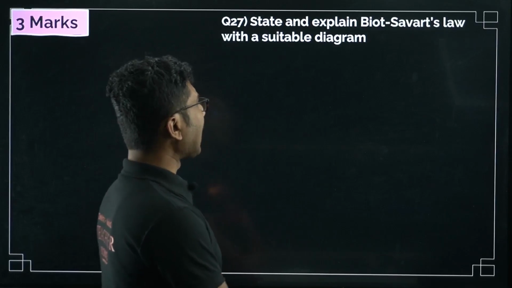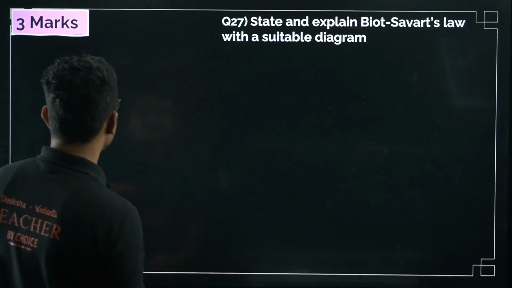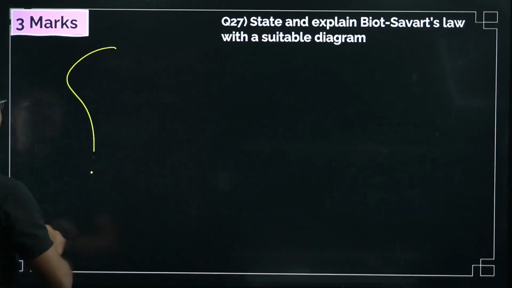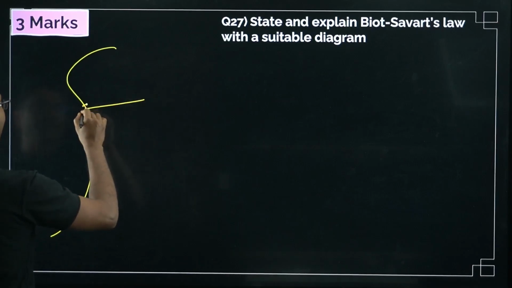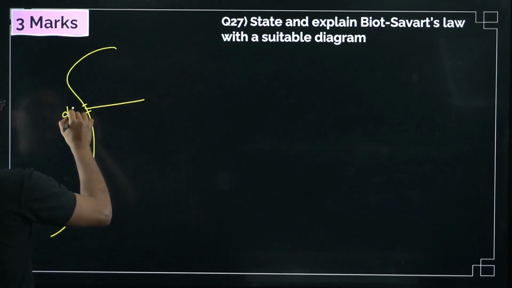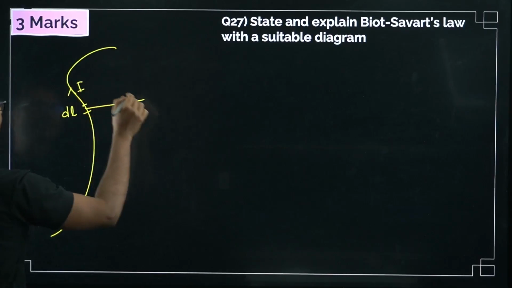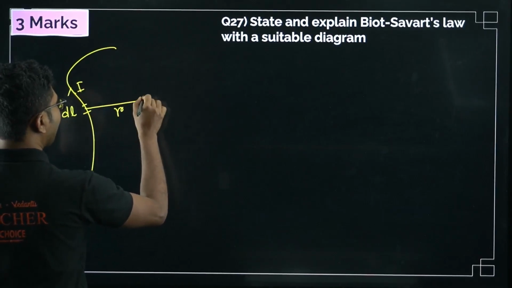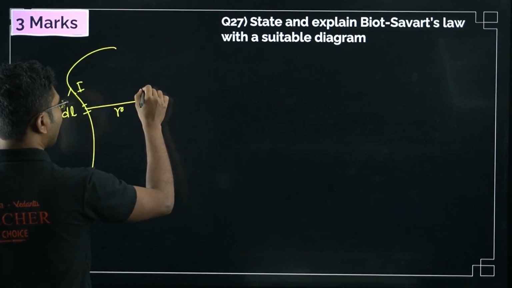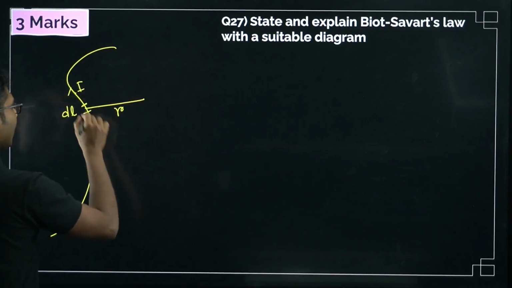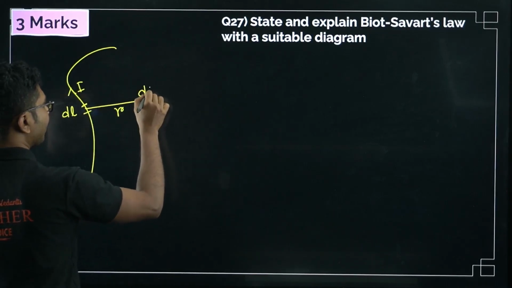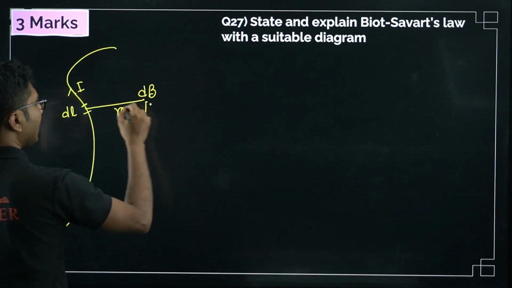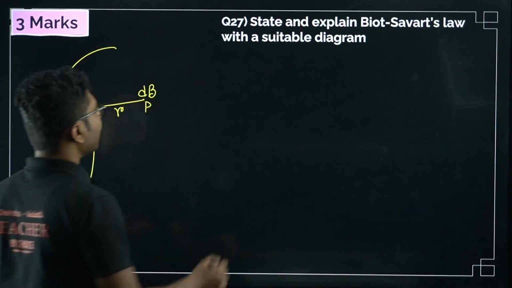State and explain Biot-Savart's law with a suitable diagram. So Biot-Savart's law is like this. We have a current element dl, current I is passing through it, and we are trying to find the magnetic field at some distance due to this small element carrying current I, which is dB, at some point P.